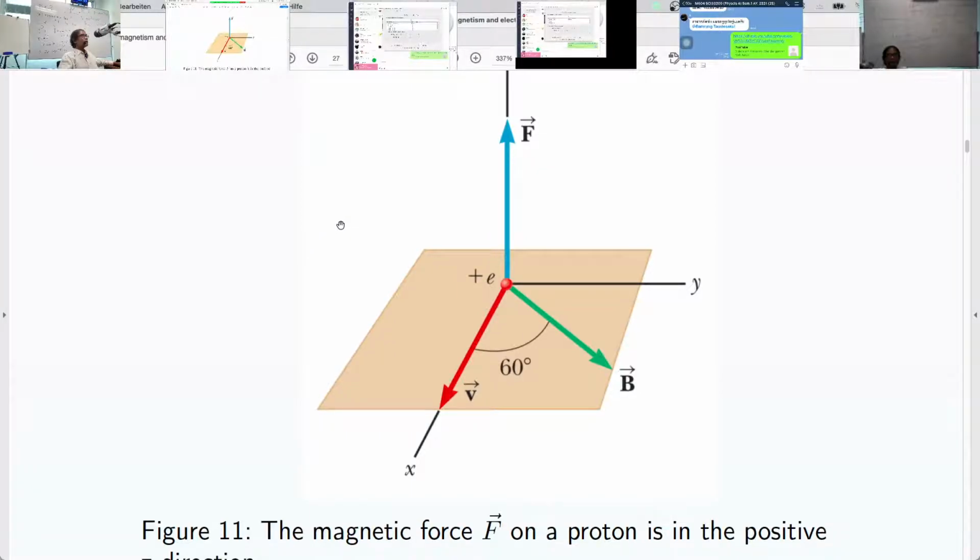Okay, that's the figure that explains what happens in this example. The magnetic force F is what we want to find. In the chart, it's written here plus E. Do you know the reason why they use the letter E?